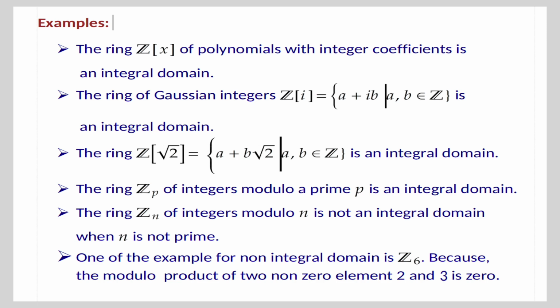The ring Zn of integers modulo n is not an integral domain when n is not prime. One example of a non-integral domain is Z6 under addition modulo and multiplication modulo 6, because the modulo product of two non-zero elements 2 and 3 is 0.